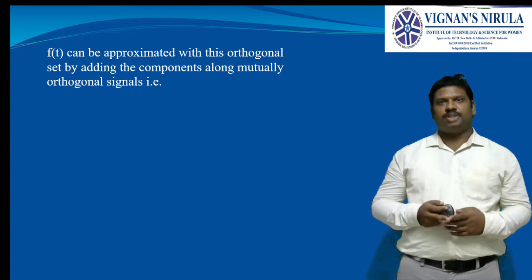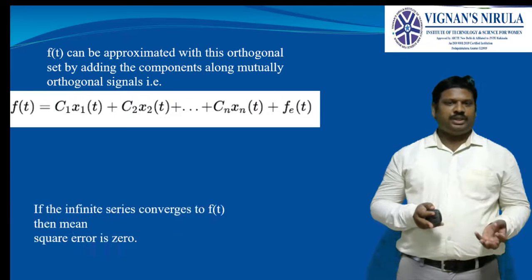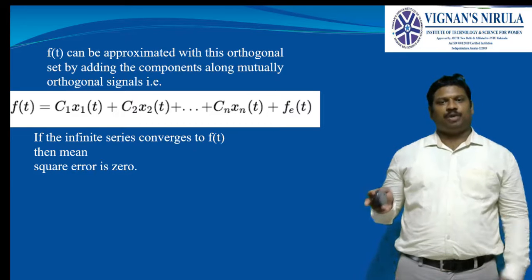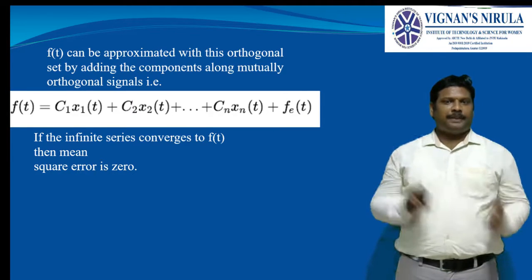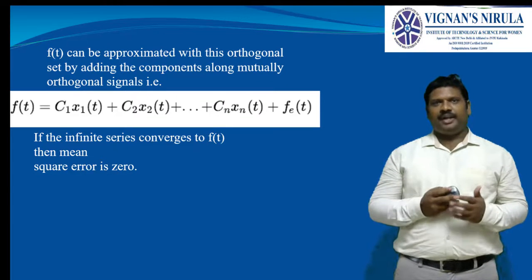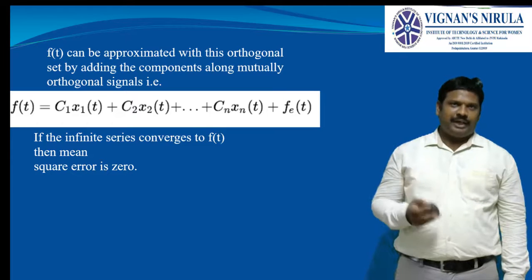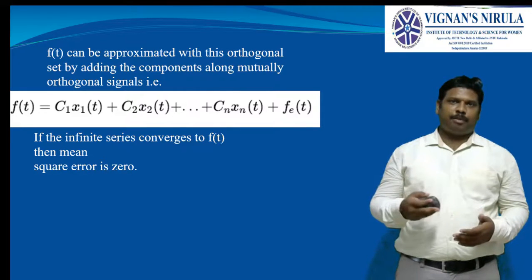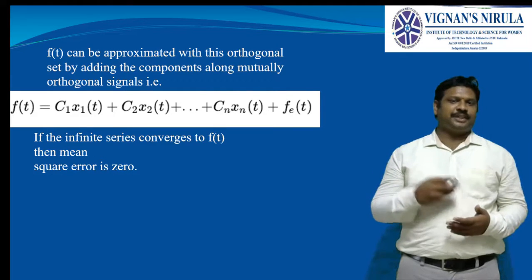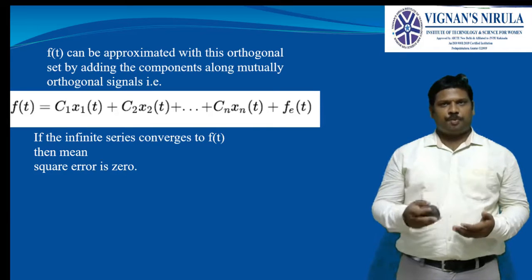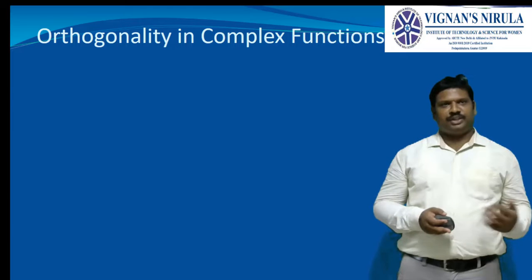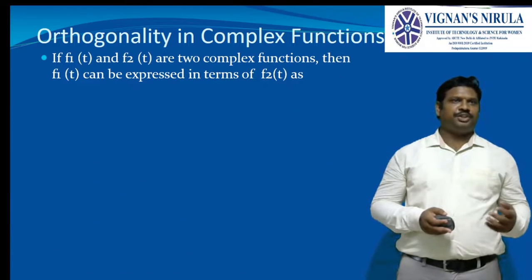Next, when the f of t is included, then more terms will be implemented in our approximation process. If we implement more functions, like f of t is equal to c1 into x1 of t plus c2 into x2 of t plus and so on, cn into xn of t plus e of t. If this approximation is not such that we can get the error very small, then add more terms, taking n from n to infinity. That means if you use an infinite series which converges to f of t, it produces the mean square error as 0.